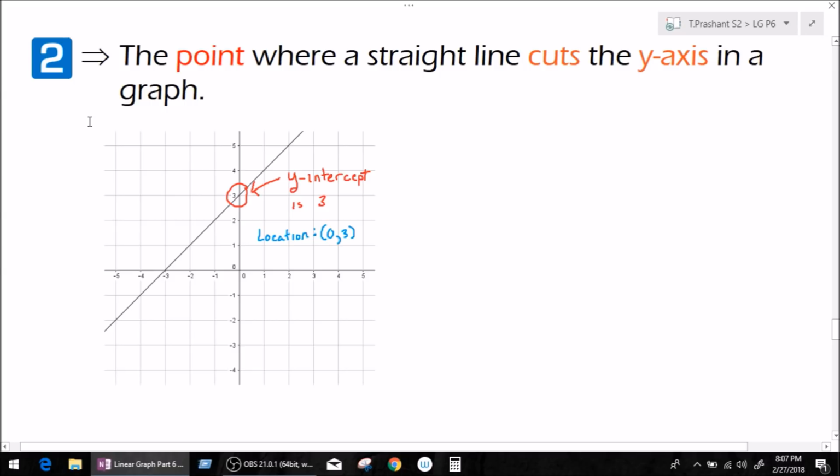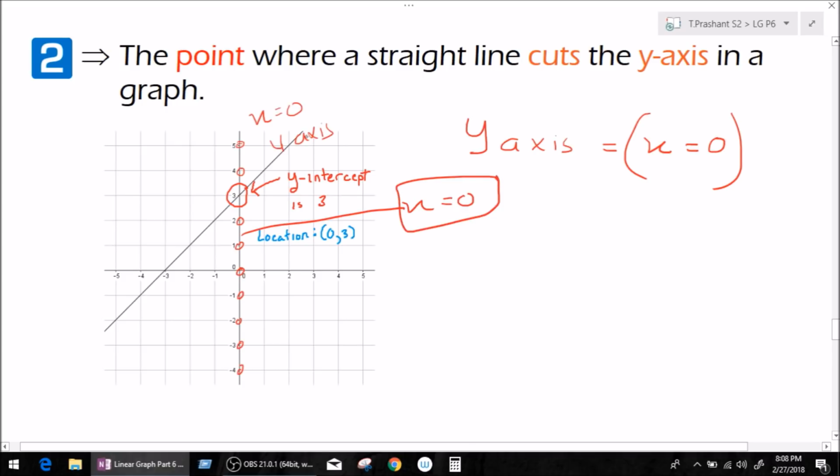Definition number 2 says the point where a straight line cuts the y-axis in a graph. Now please understand, what do you mean by a line cutting the y-axis on a graph? Now y-axis is also called x equals 0. Why is the y-axis called x equals 0? Because on every point on the y-axis the value of x will be 0. That's why we call the y-axis actually x equals 0.